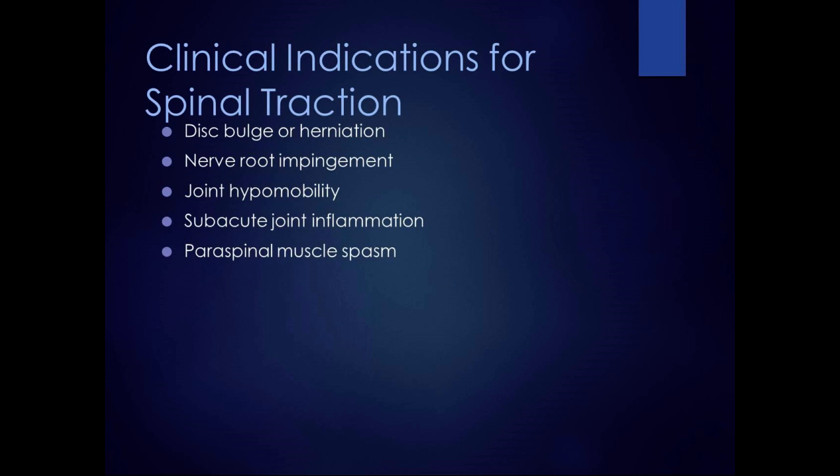So clinical indications for spinal traction: disc bulge or herniation, of course not too big a one, we talked about that; nerve root impingement; joint hypomobility; subacute joint inflammation, of course we probably don't want to use it with acute inflammation; and paraspinal muscle spasm. So we'll talk about each of those.